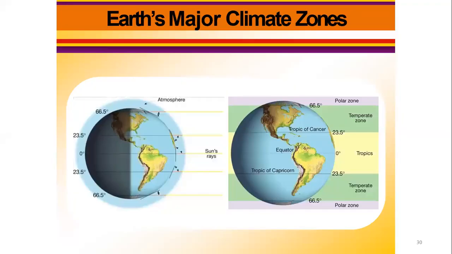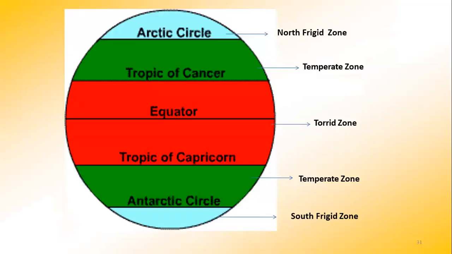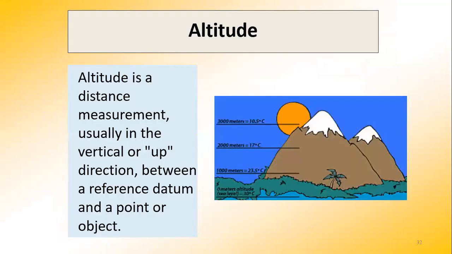So these are the Earth's major climatic zones. We have spoken about this. You have seen this: tropical zone, temperate zone, polar zone. The tropical zone is also called the torrid zone at times. Then we have the temperate zone, and the last one is the polar zone, or north frigid zone and south frigid zone. There are multiple names. So the second factor that affects the climate of India is altitude.